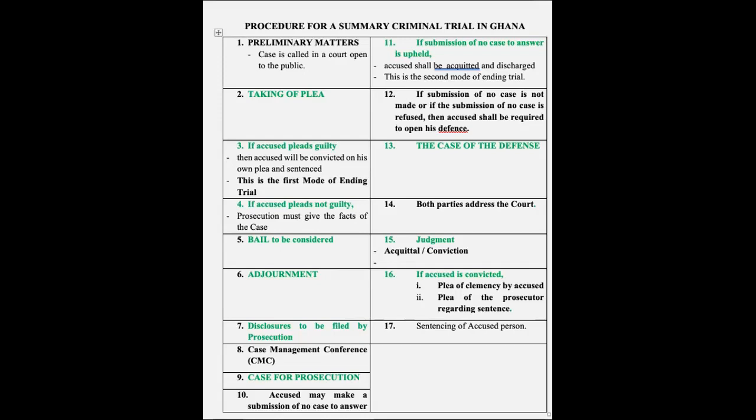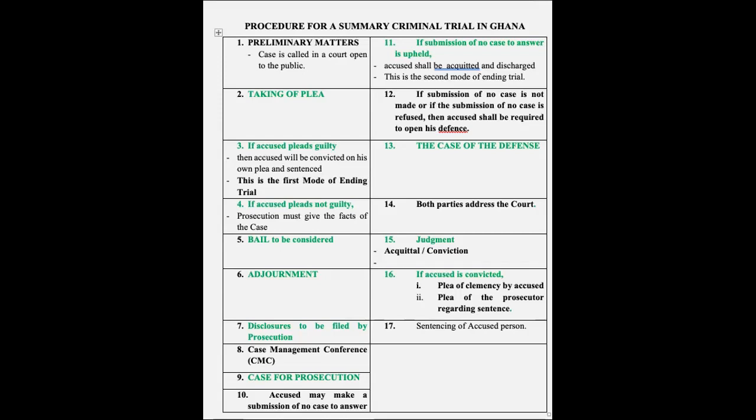After the close of case of the prosecution, the accused person may make what we call a submission of no case to answer. You can say that, my lord, if you look at the case that the prosecution have, what they have presented, they have woefully failed to establish some serious elements of this particular offense. The offense is murder. They've not even been able to establish that there's a dead body.